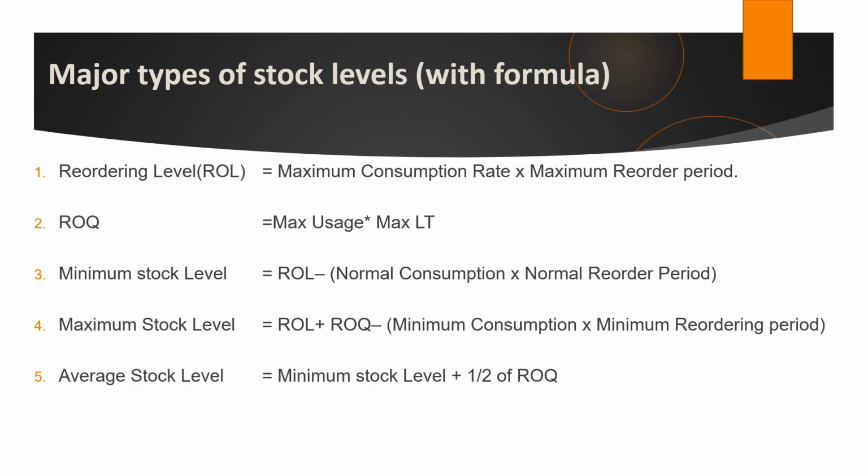The final one is the average stock level. This can be calculated in two ways. That is minimum stock level plus half of the reorder quantity, or in some equations you can see it is the maximum stock level plus minimum stock level, and we are going to divide it by 2 by taking the average.